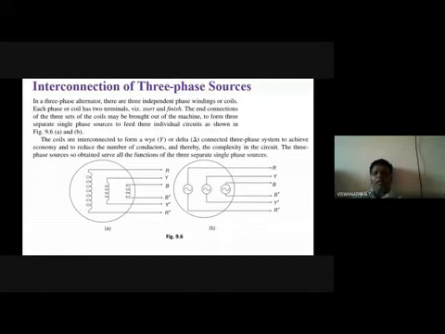Here figures 9.6a and 9.6b give some idea about this. A and B produce separate single-phase sources. The interconnection may be either star or delta. Star connection is also known as Y connection, and delta connection is known as mesh connection. Why are we doing this? In order to achieve economy, reduce the number of conductors, and reduce the complexity.